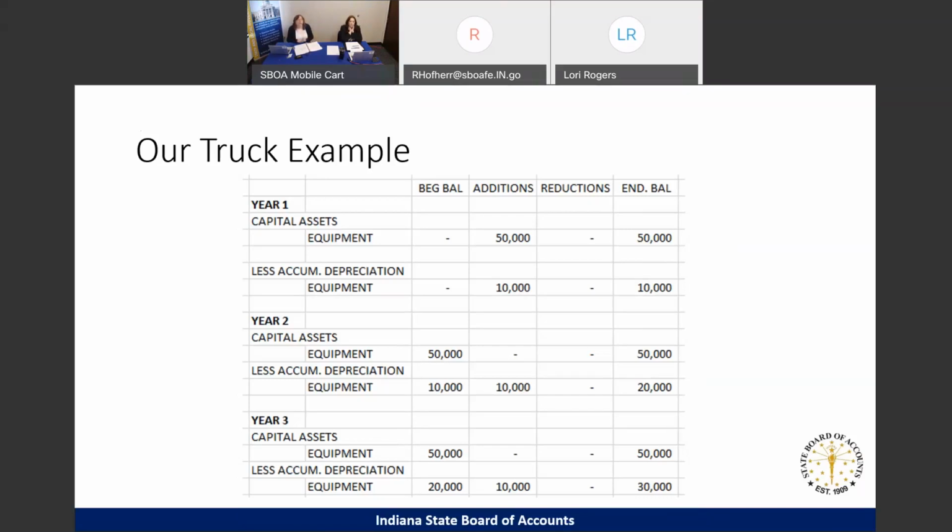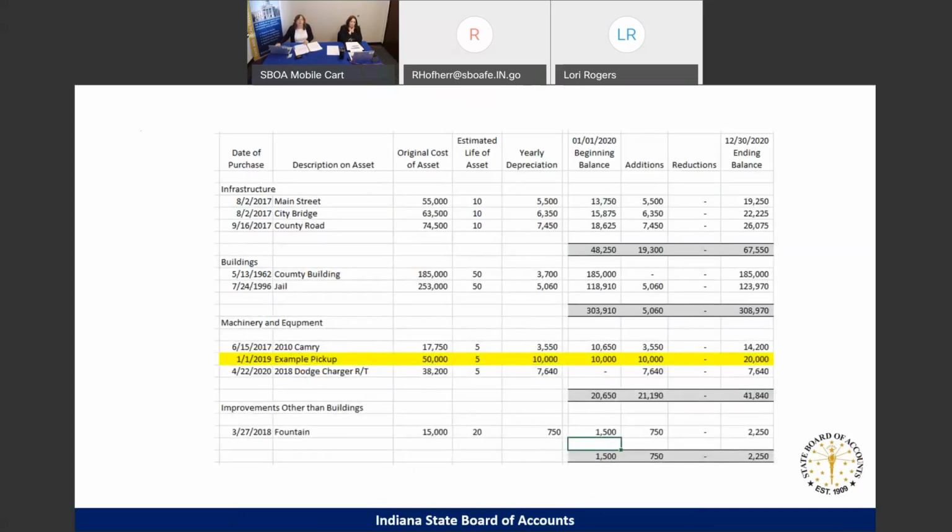If the third year were the first year that we were to show this, this was our current reporting year, we would start out with our accumulated depreciation of 20,000, even though we didn't show it before, and do the addition of 10,000 and have an ending balance of 30,000. And then of course, again, the capital asset itself would have on the records at 50,000. And again, this is a sample of the depreciation. I just kind of modified it and stuck our little example in there.